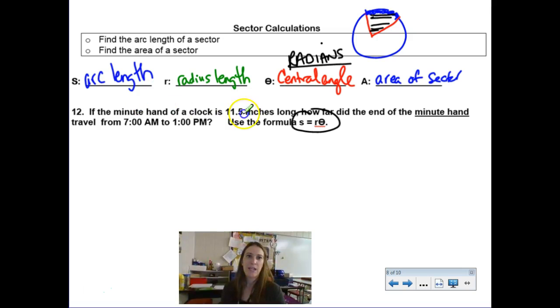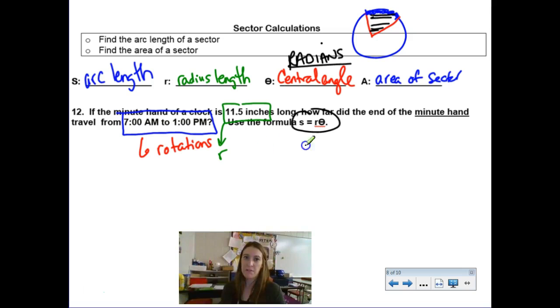Because the minute hand on a clock is 11.5 inches. That's their way of telling you the radius. This is the radius. But keep reading. The minute hand travels how far from 7 a.m. to 1 p.m.? So in an hour, the minute hand makes one full clock rotation. So how many hours have passed here? Let's see. That's 6 hours, right? So it's made 6 rotations, or 6 revolutions.